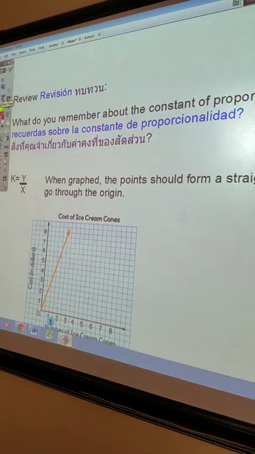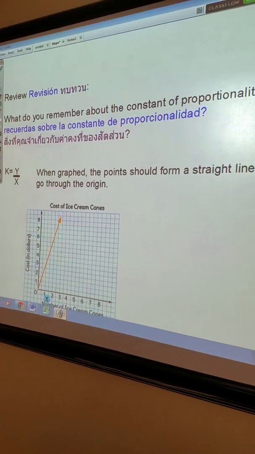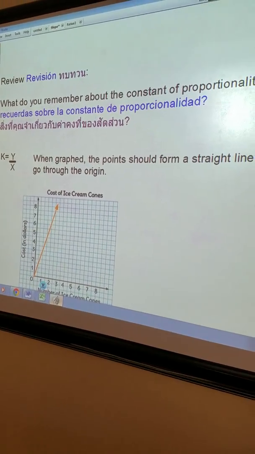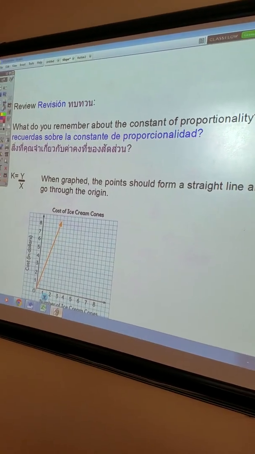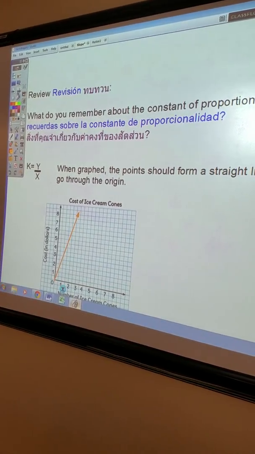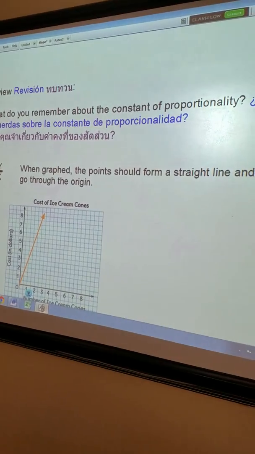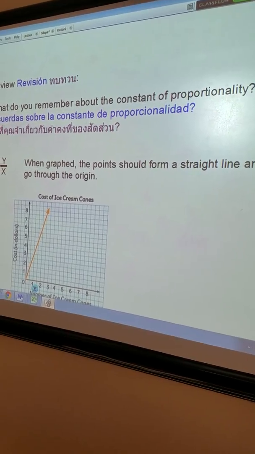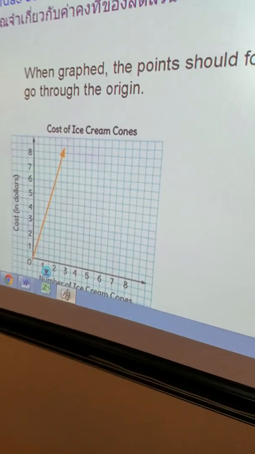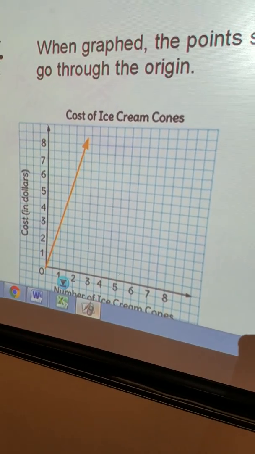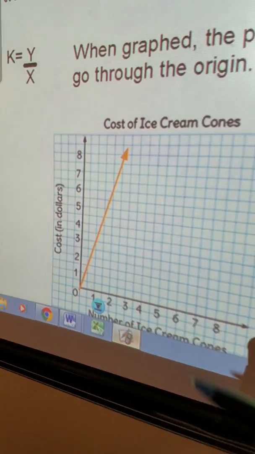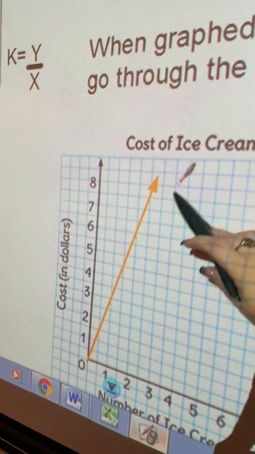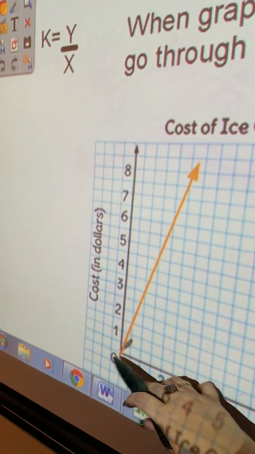The next thing we need to talk about is we need to review what we learned about a month ago. What do you remember about constant of proportionality? You need to remember that K is equal to Y over X, and that when it is graphed, the points should form a straight line and go through the origin. So this is an example we did quite some time ago where we were finding K. And remember, this has proportionality because it is a straight line and it goes through the origin.